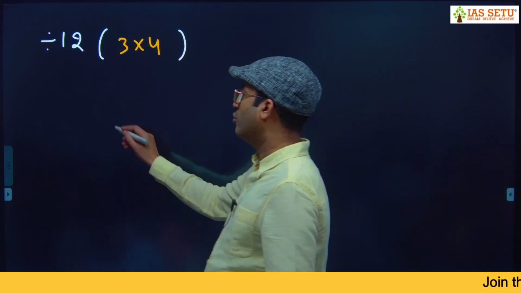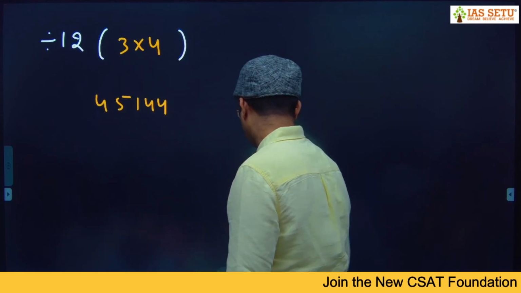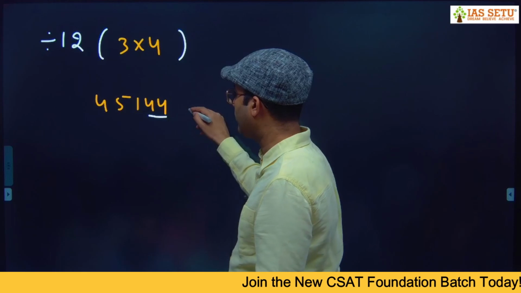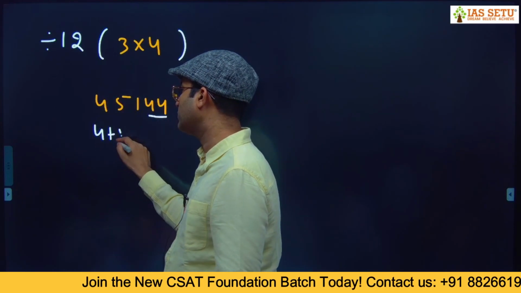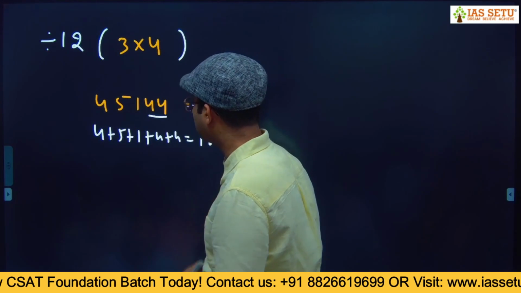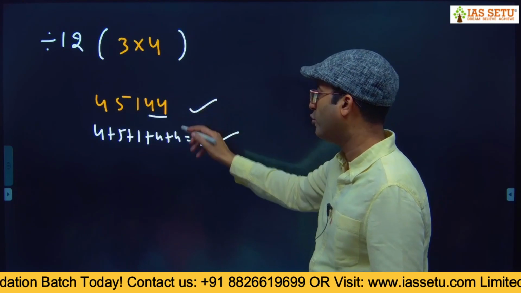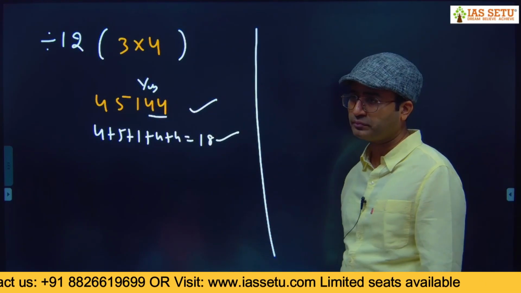Like here, 45,144. So the last two digits are divisible by 4. Yes. Then we will check divisibility of 3. 4 plus 5, 9, 10, 14, 18. Yes, it is divisible by 3. It is divisible by 4. So we can say yes, this given number is divisible by 12.